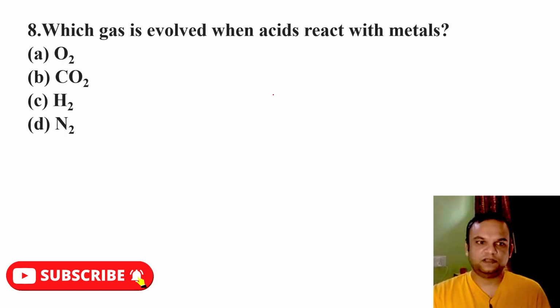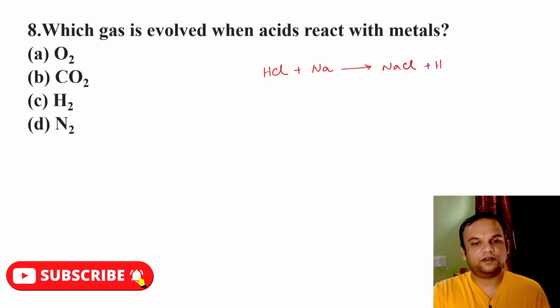Next question says, which gas is evolved when acids react with metals? जब भी कोई acid react करता है, suppose HCl is reacting with sodium, it will form sodium chloride plus hydrogen gas will be released. So here the hydrogen will be the correct answer.